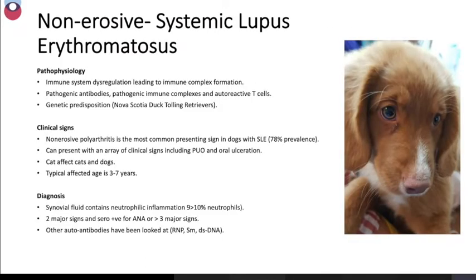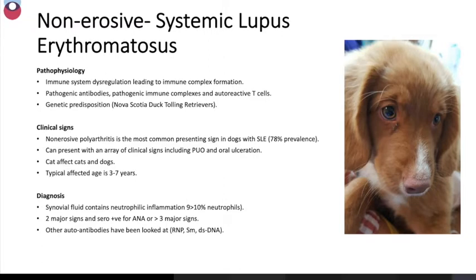And then lupus, systemic lupus erythematosus, is another potential cause of polyarthritis, and it's generally caused by dysregulation of the immune system leading to complex formation, and that can be through pathogenic immune complexes and autoreactive T cells. Some breeds have been shown to be predisposed or have a genetic mutation that can predispose them, like the Nova Scotia Duck Tolling Retriever.